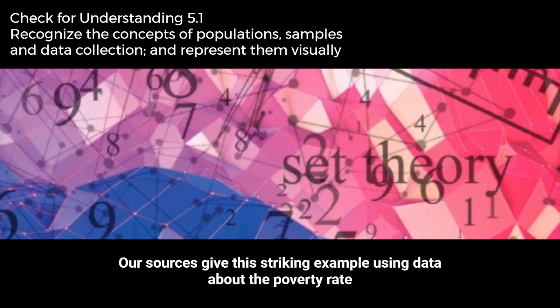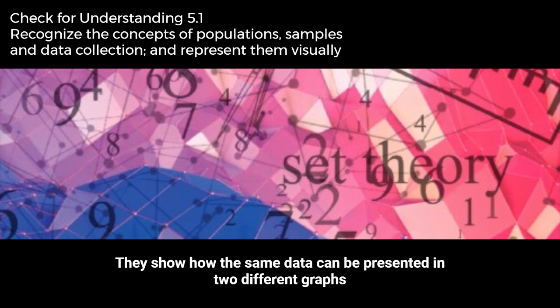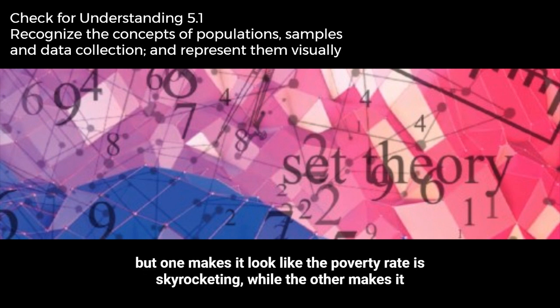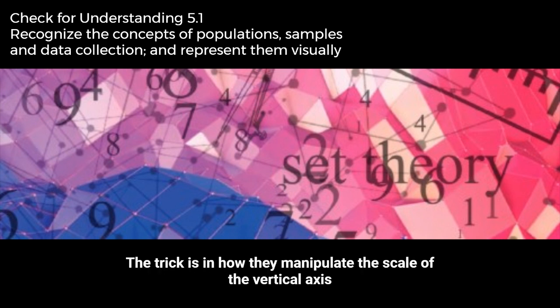Our sources give this striking example using data about the poverty rate. They show how the same data can be presented in two different graphs, but one makes it look like the poverty rate is skyrocketing, while the other makes it look like a slow, gradual increase. How do they do that? What's the trick?